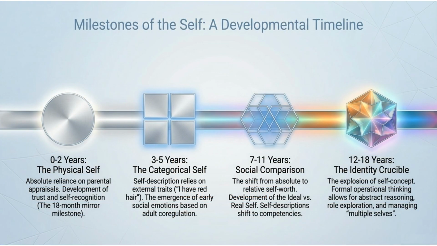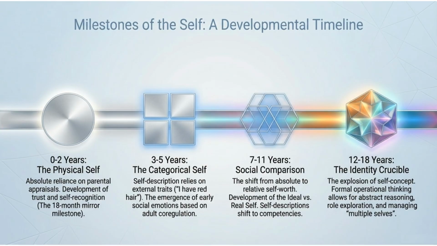Identity development follows a timeline. From birth to about age 2, children are in the physical self stage. Their entire sense of self comes from how caregivers respond to them. Trust, warmth, and consistent attention are the building blocks, long before any academic content enters the picture. From 3 to 5 years old, children develop a categorical self. They describe themselves through concrete, observable traits. I have red hair. I'm a girl. I'm the big sister. Early social emotions, pride, shame, embarrassment, begin to emerge, always in response to adult reactions.